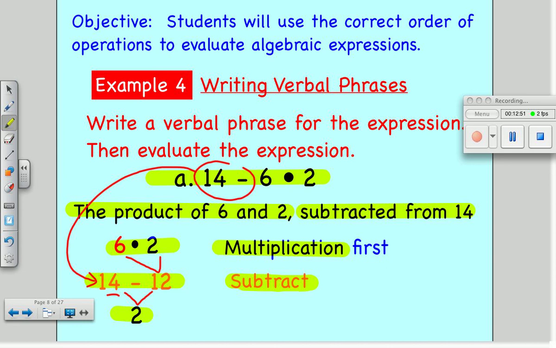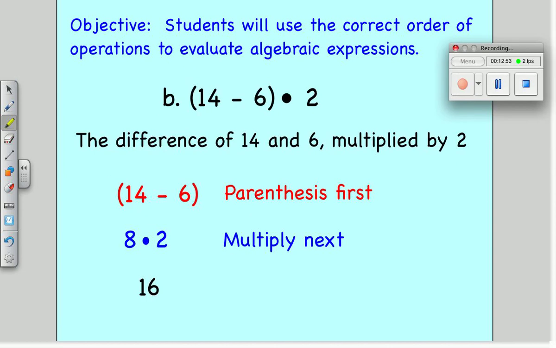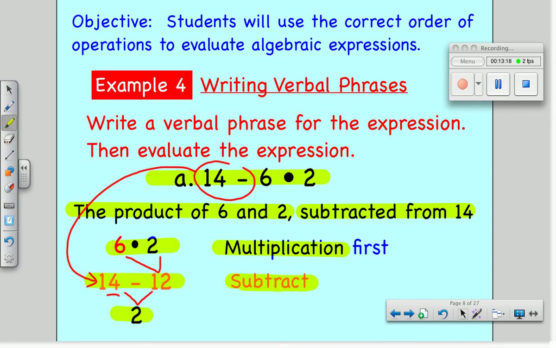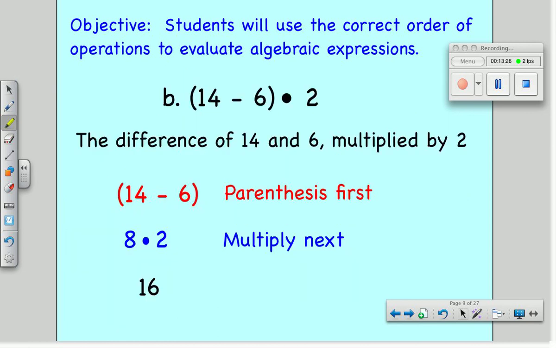So now we have the next problem, and it's the same, 14 minus 6 times 2. However, now you have the parentheses around two of the numbers, 14 and 6. So there's a grouping symbol now. So that grouping symbol, or parentheses, means now that you have to do that first. So in the other problem in A, notice how 14 minus 6 times 2, there are no parentheses. So you had to do the multiplication first. Now you have the same problem, but you do have the parentheses, so now you have to do the subtraction first. So we're going to word this one differently.